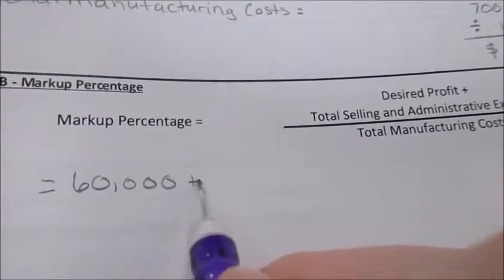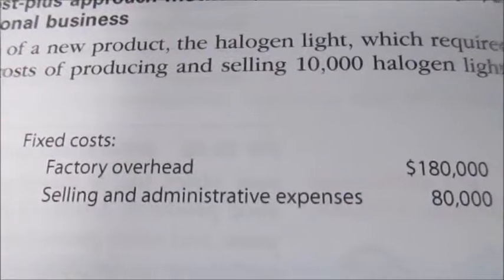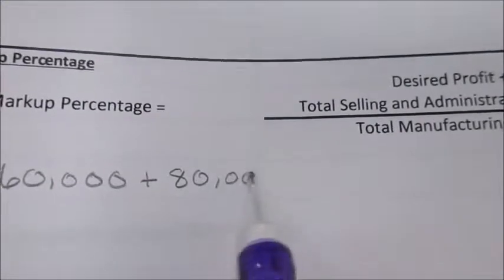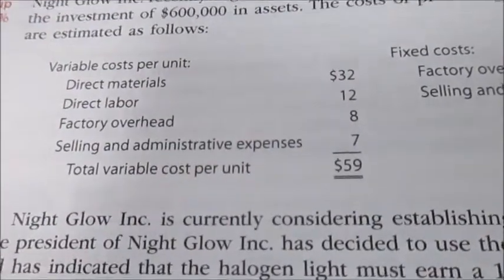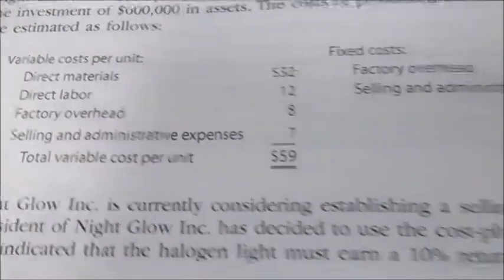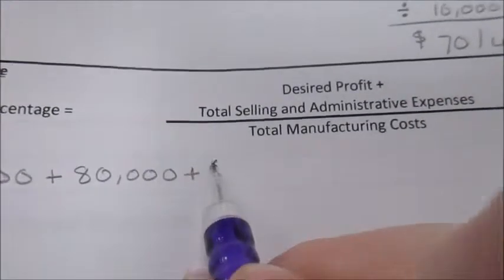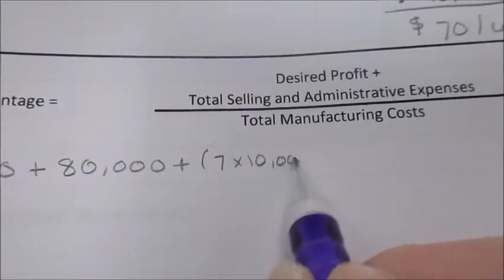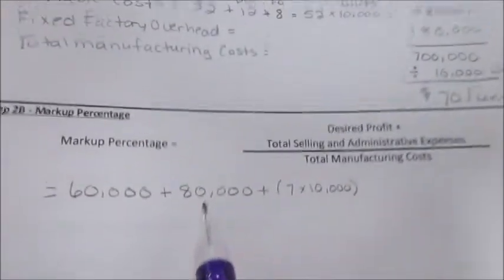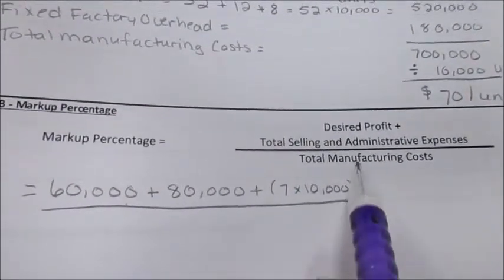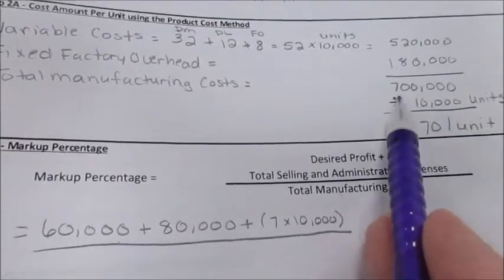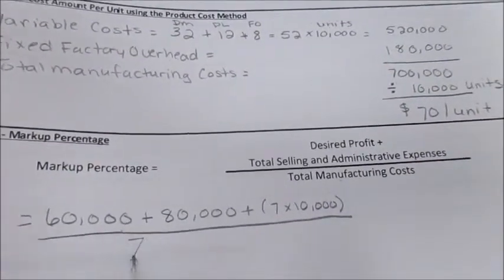To that we have to add our selling and administrative expenses. Our textbook tells us that we had fixed costs for selling and administrative expenses of $80,000. So we have our 60 plus our 80. And it tells us that we had selling and administrative variable expenses of $7. So we're going to add in here that 7 times our 10,000 units. So we have our desired profit, plus our selling and administrative expenses, and we're going to divide all of that by our total manufacturing costs, which we found in step 2A was $700,000.